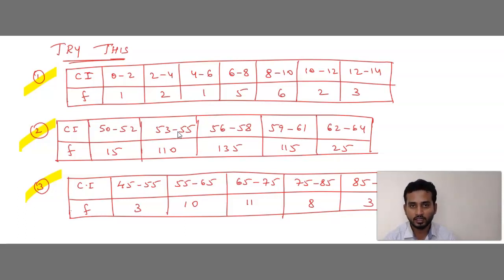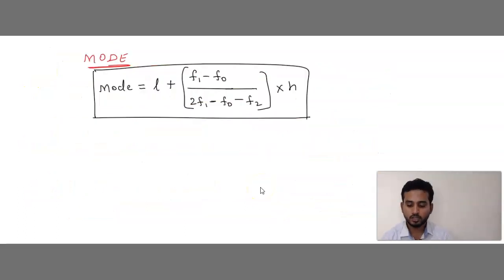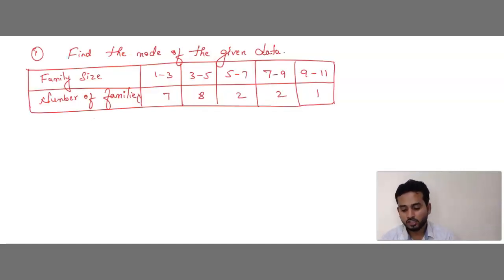Now let me start the next topic. See children, the next topic is mode. To find mode, we have the formula L plus F1 minus F0 by 2 F1 minus F0 minus F2, into H. This is the formula which we are going to use to find mode. Now let me solve a problem based on the topic mode. Observe, children. This is the problem, family size and number of families. That's nothing but class interval and frequency.